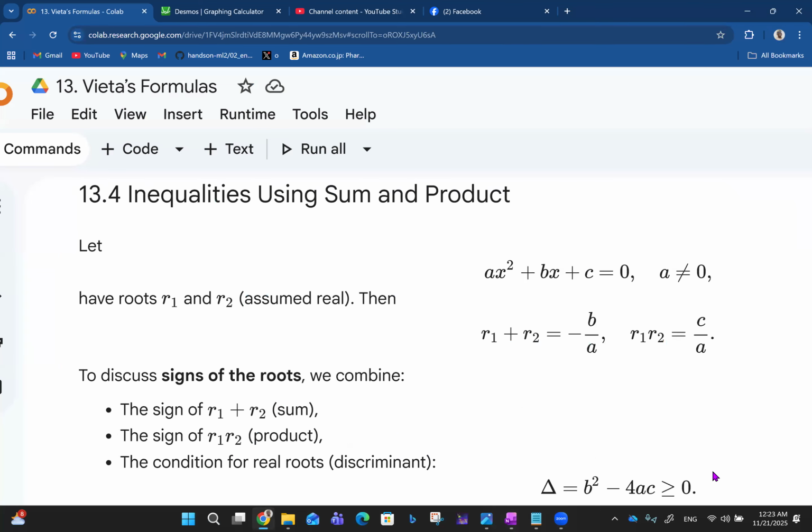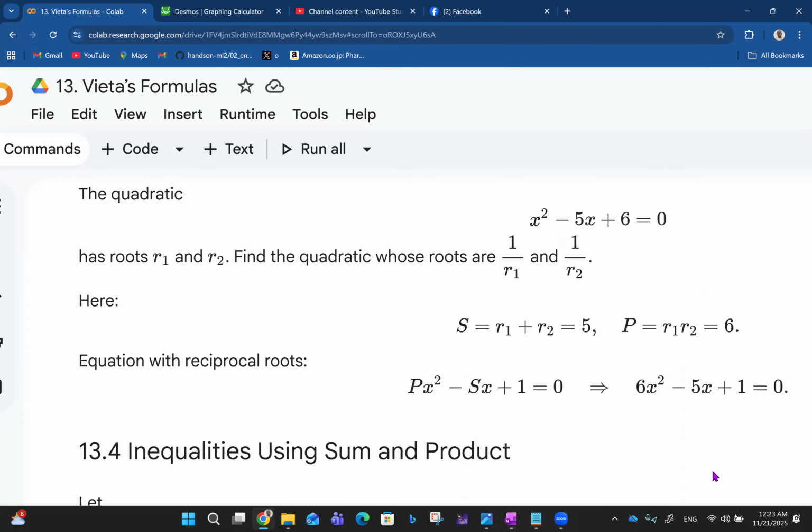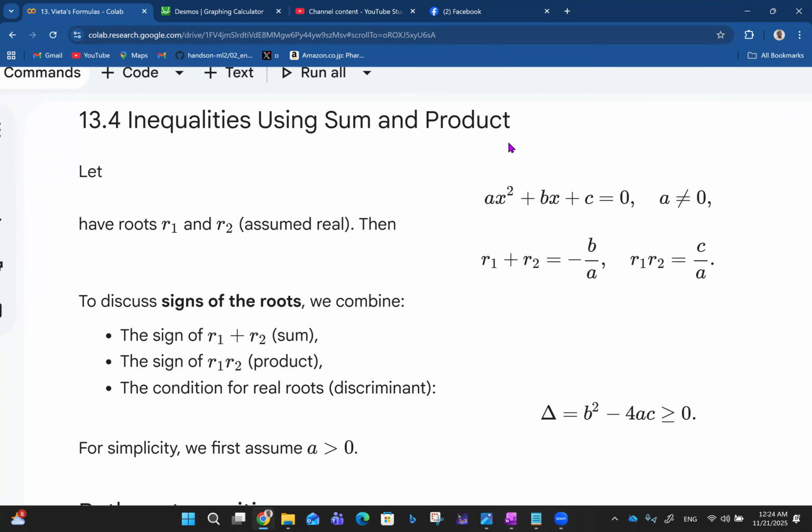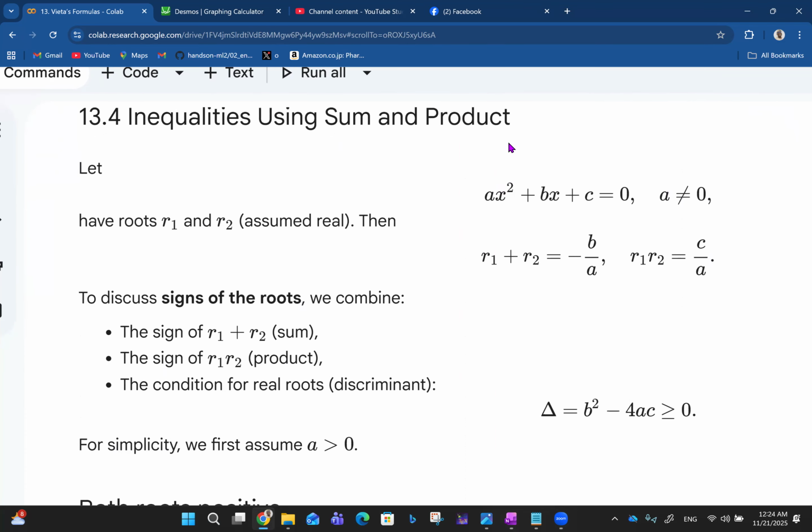Then we have inequalities using sum and product. That's another heading altogether. So let's see this. For inequalities using sum and product, let ax squared plus bx plus c be equal to 0, and a is not 0. Of course, you know why? If a is 0, it becomes linear, like I keep saying. So they have roots R1 and R2, and they are assumed to be real. Then we say that R1 plus R2 is minus b over a, and R1 R2 is c over a.